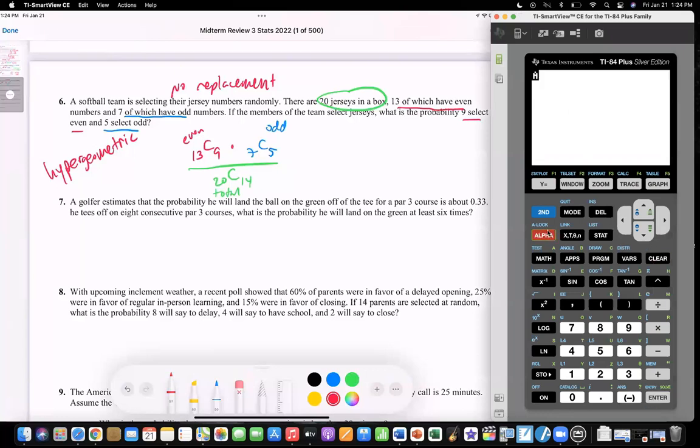So let me get my fraction here. Type in the 13, and the combination is once again on the probability tab, the third one. So 13C9 times 7C5. At the bottom, we have 20C14.